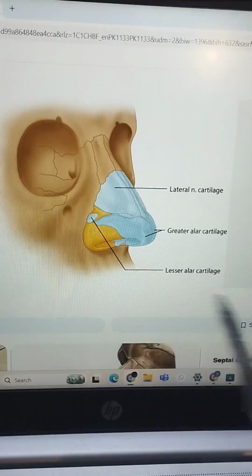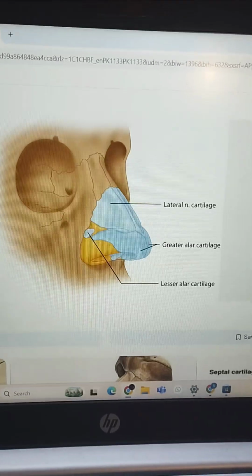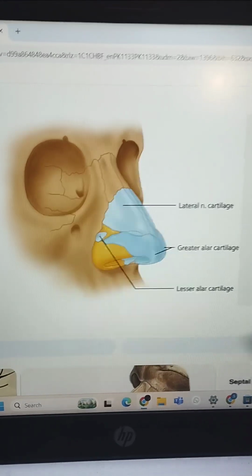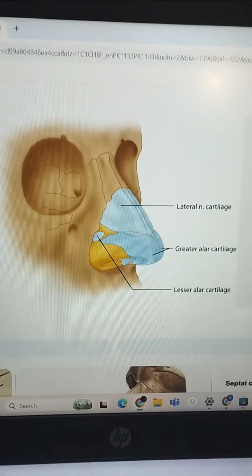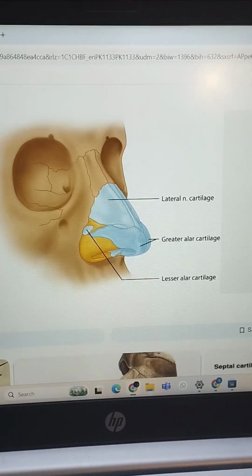Here we can see the lesser alar cartilage. As we can see, it is also known as the sesamoid cartilage, and it can be two or more in number, and it lies above and lateral to the alar cartilage. Most of the free margin of the nostril is formed of fibrofatty tissue and not the alar cartilage.